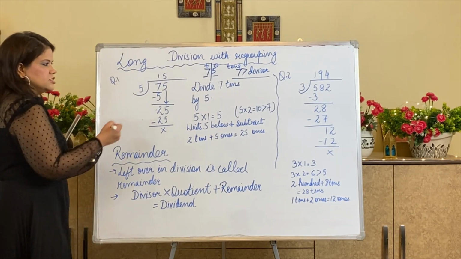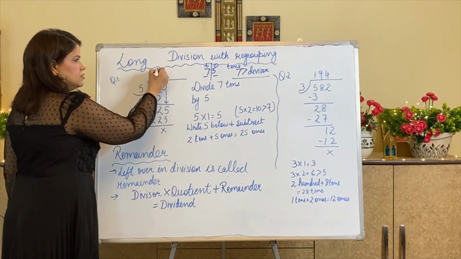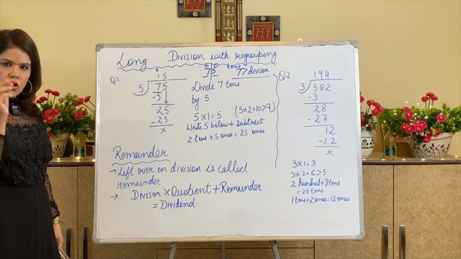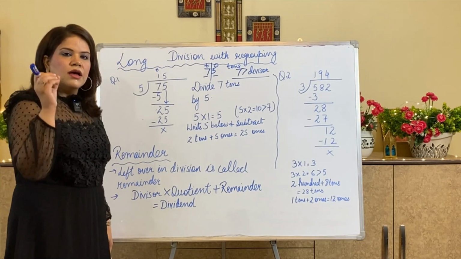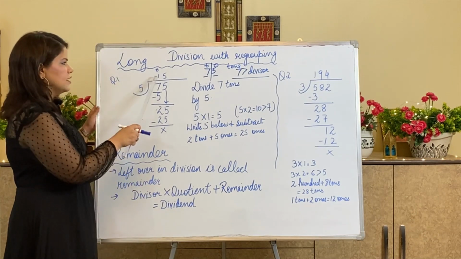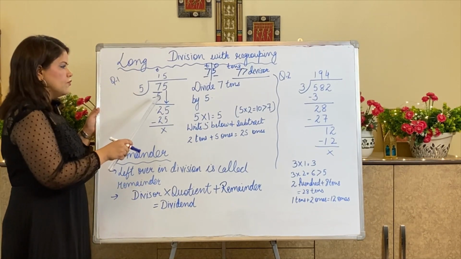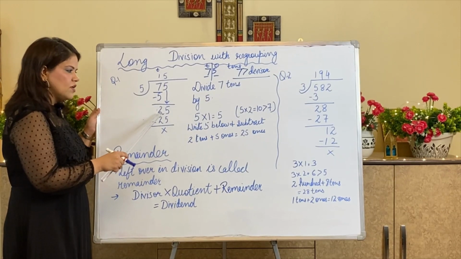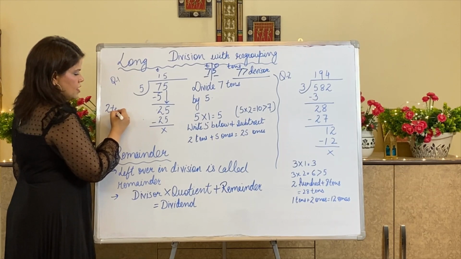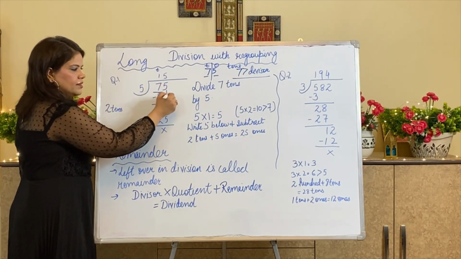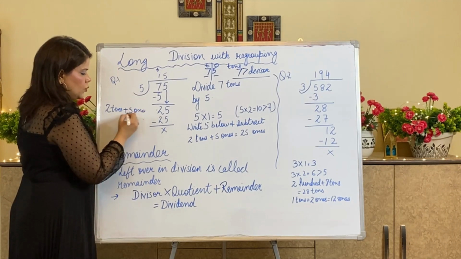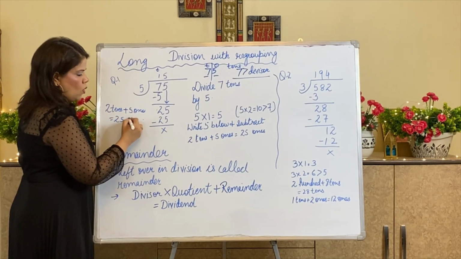Since it is a tens place, its quotient will also come at tens place. Understood? If I am solving the tens digit of the dividend, its quotient will also come in the tens column. That I have written above, 1. Now when I solve this, 7 minus 5, I will get 2. This is 2 tens. And then I will bring this ones digit with it. So this will become 25 ones.